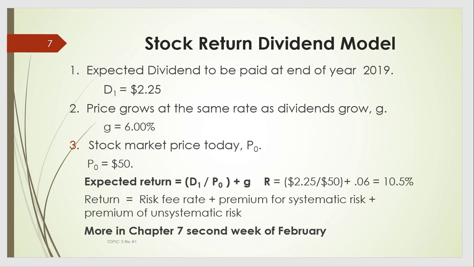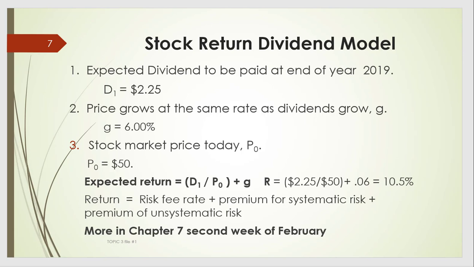The price grows at the same rate as dividends grow. This is designated by G, so we can look at past growth of dividends and say, well, dividends have been growing at 6%. We expect the price to also grow at 6%. We'll understand more why when we get to Chapter 7, but let's take it for that for now. The stock market price today is P0, 0 being 0 years from now, is $50. So what's the expected return?